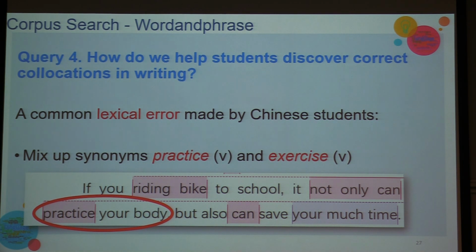How do we help students discover correct collocations in writing? As language teachers, we mark our students' writing errors all the time. But if you provide the correct answer, do you think students will not make the same mistake again? They will make the same mistake again, right? So in this case, we have to show students how they can find the correct collocation themselves. Don't always try to provide the answer. Sometimes try to make them look for the answer themselves. Maybe you can just underline the mistakes and make students supply the correct answer next time. That's my suggestion.